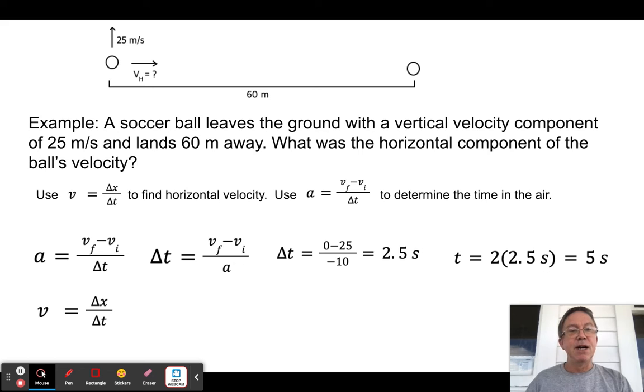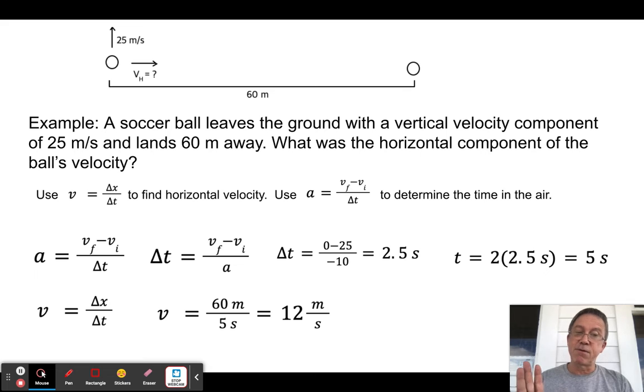All right. Now that I know it's in the air for 5 seconds, then I can say, if you go 60 meters in 5 seconds, that means you've been traveling at 12 meters per second. All right. So the trick here is using that vertical component of velocity to figure out the time the object is in the air.